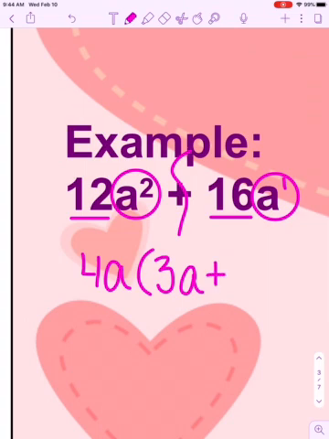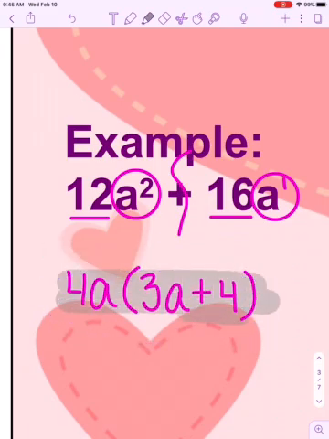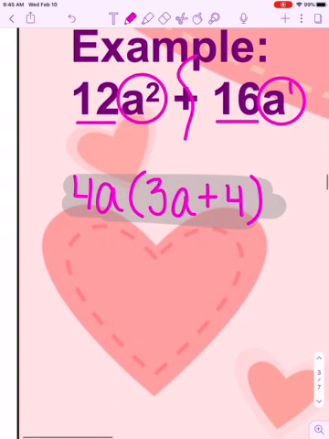There was an addition sign in between those factors, so I dropped the addition sign down, and I divide my second term. 16 divided by 4 is 4. And subtract your exponents. I used to have a single A, but I took an A out, so now that term doesn't have any more A's. So I close the parentheses, and I'm done. Okay? This is the factored form of that equation.